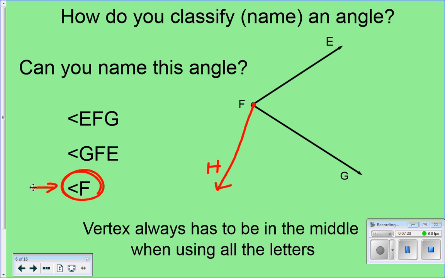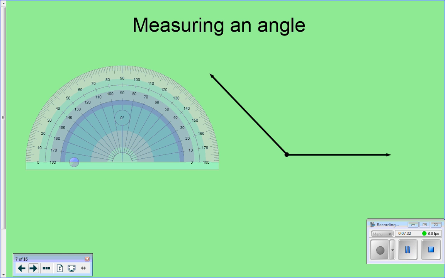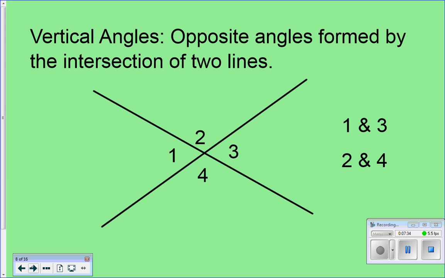Alright, I'm going to go to the next slide. Okay? Measuring angles, talked about that yesterday. We're not going to worry about that. Vertical angles. Okay, vertical angles. You might want to draw a picture of this. Okay, because sometimes we get confused about what vertical angles are. If you write down the definition, I'll explain.